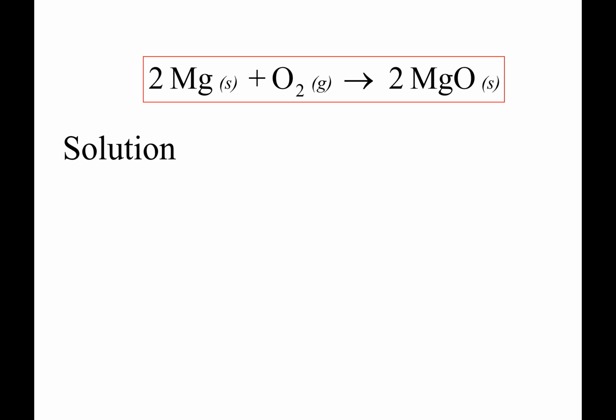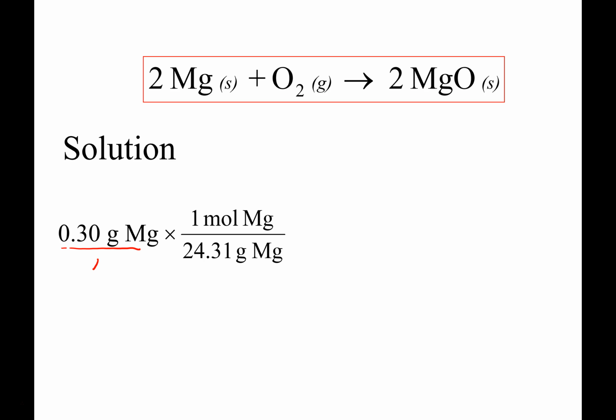And we're going to get 0.50. Our starting term is going to be that 0.30 grams of magnesium. We want grams of magnesium to cancel, so we're going to use the flipped version of the molar mass: 1 mole of magnesium over 24.31 grams of magnesium.